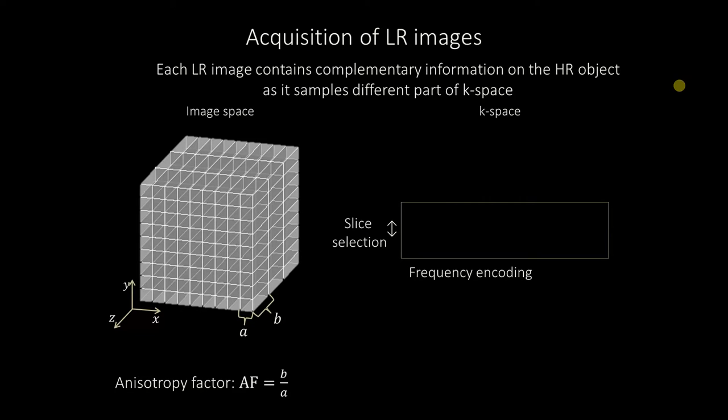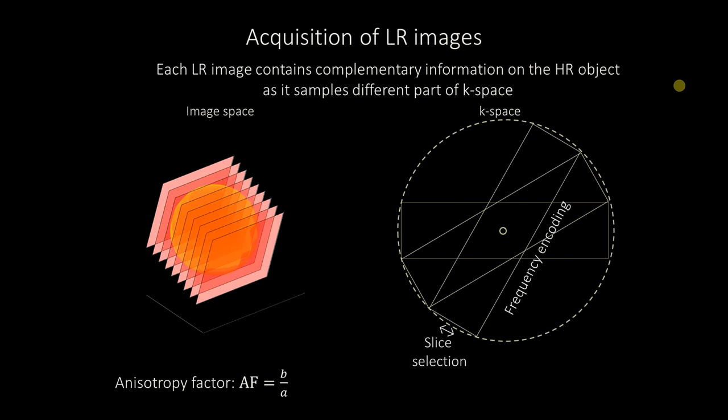Well, it is important that each low-resolution image contains complementary information on the high-resolution object and thus samples a different part of K-space. So we're going to acquire our low-resolution images with a high in-plane resolution and a low through-plane resolution, so with thick slices. So the idea of super-resolution reconstruction is that you only improve the slice thickness, so only improve the resolution in one direction.